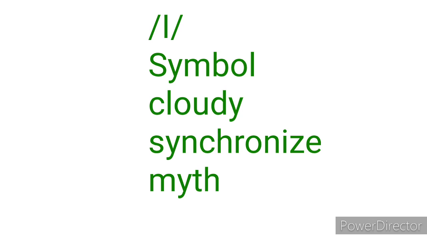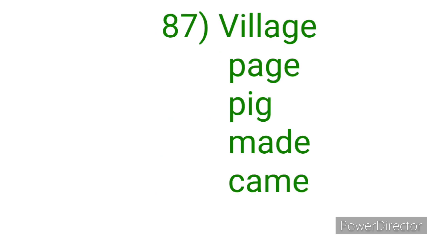Now let's see this question from JAMB 2012 past questions. In each of the questions, 86 to 88, choose the option that has the same vowel sound as the one represented by the letter or letters underlined. Now let's look at question 87. We have village and the letter underlined is A. Village, I already told you that the A will be pronounced as E, short E.